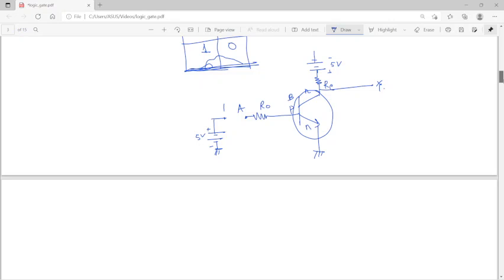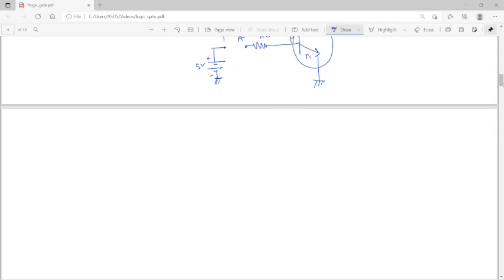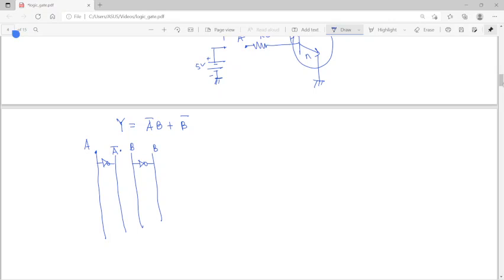Say they may give you that Y equals A bar B plus B bar. You have to implement this. How can you implement this? It will always be better that I put a line. Say this is A, I am putting a NOT gate. If I am putting a NOT gate, that line is A bar. If this is B, then if I am putting a NOT gate, that will give you B bar. Right? We draw it this way.